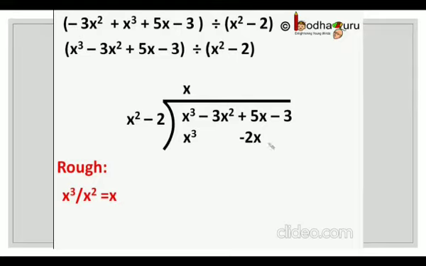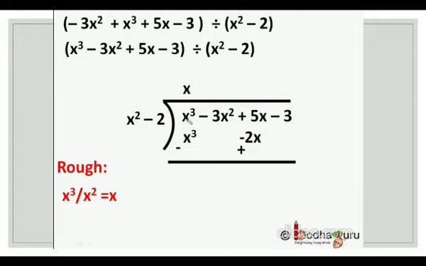We write it below the dividend, but matching its degree to each term. That is, we write x cube below x cube and minus 2x below 5x. Now we subtract: x cube minus x cube equals 0, plus 5x plus 2x is equal to 7x. So 5x plus 2x equals 7x, minus 3x square, and minus 3 from the dividend comes down. So the remaining dividend is minus 3x square plus 7x minus 3.